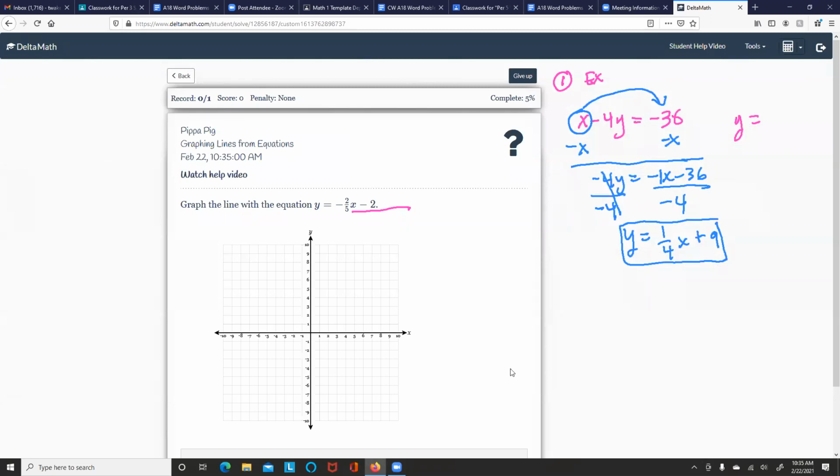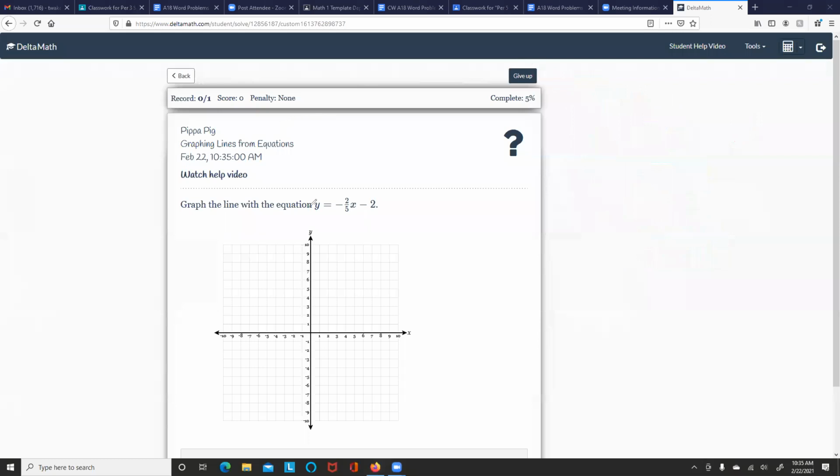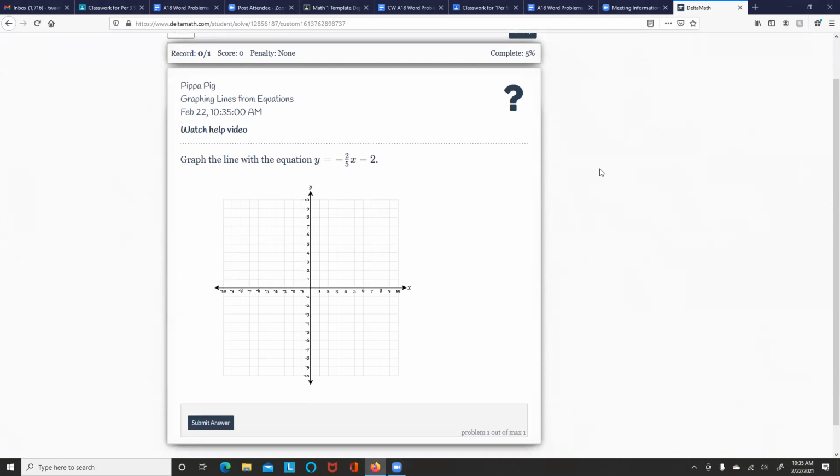All right, I need to get rid of this writing here. Okay, graph the line with the equation y equals -2/5 x minus 2. Okay, so that one means we are going to start at -2. Let's see if I can move down here. There we go. So I'm going to go to -2. Since my y-intercept is -2, I'm going to put a dot there.